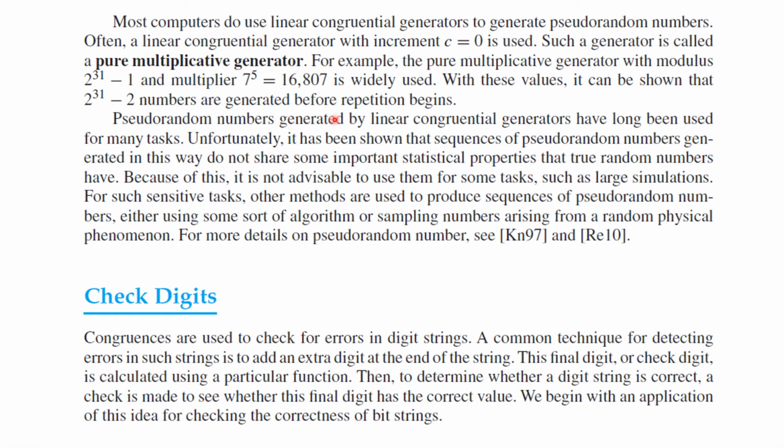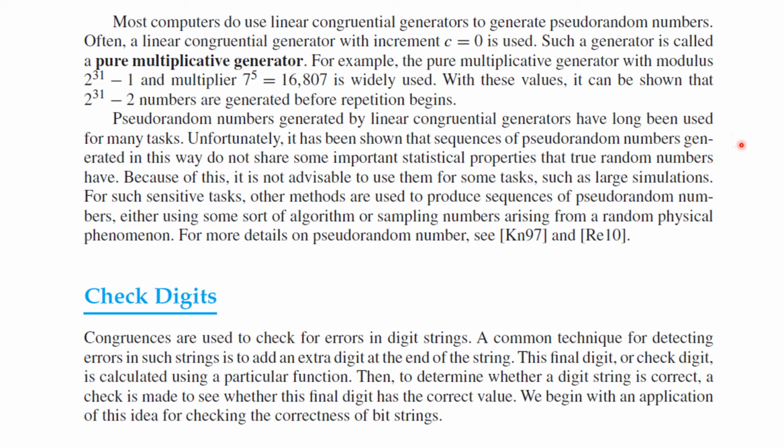Most computers do use this approach to generate pseudorandom numbers. In fact, often they will take C to be 0, and that's called a pure multiplicative generator. To give you an idea of the size of these numbers, pure multiplicative generators often have modulus 2 raised to the 31 minus 1, an enormous number, with multiplier 7 to the 5, which is 16,807, widely used. With these values, it can be shown that this will generate a whole bunch of numbers before repetition begins, and so this is often a sufficient number of pseudo-random numbers to generate.